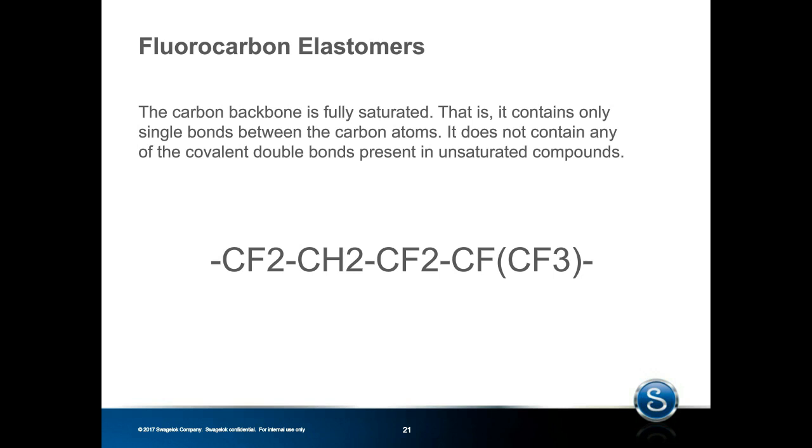In other words, if we had double bonds in there, there would be a higher opportunity for those double bonds to be broken and form with something else. But in fluorocarbon elastomers, the backbone is completely saturated.